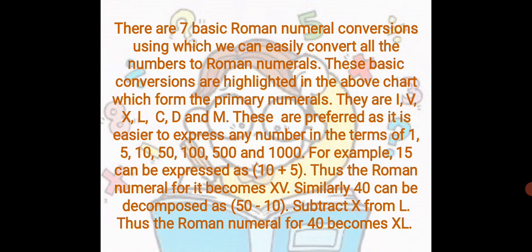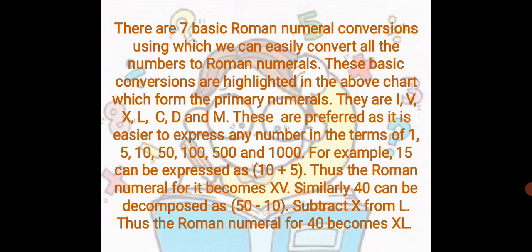That means in sequence, for 1 we use I, for 5 we use V, for 10 we use X, for 50 we use L, for denoting 100 we use C in Roman numbers, for denoting 500 we use D in Roman numbers, and for denoting 1000 we use M in Roman numbers.